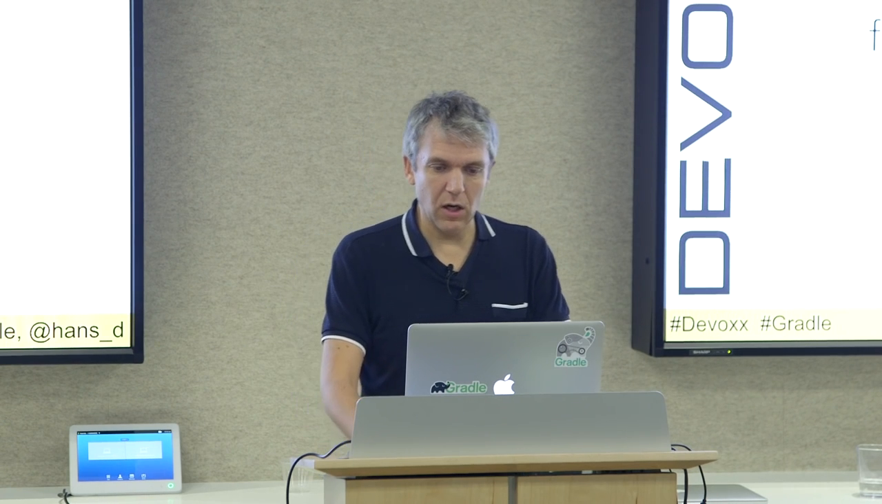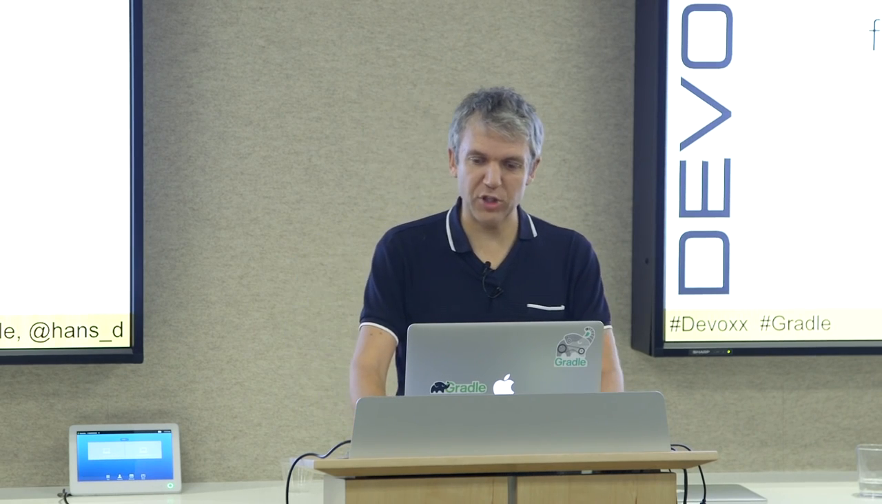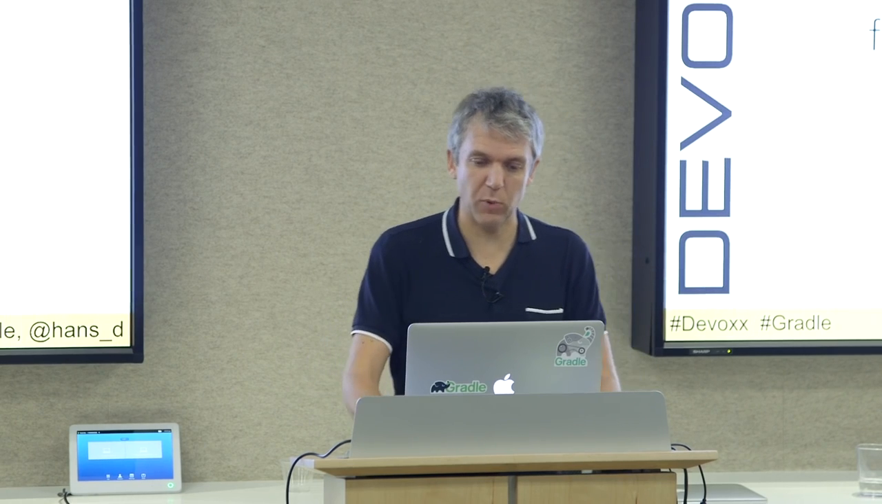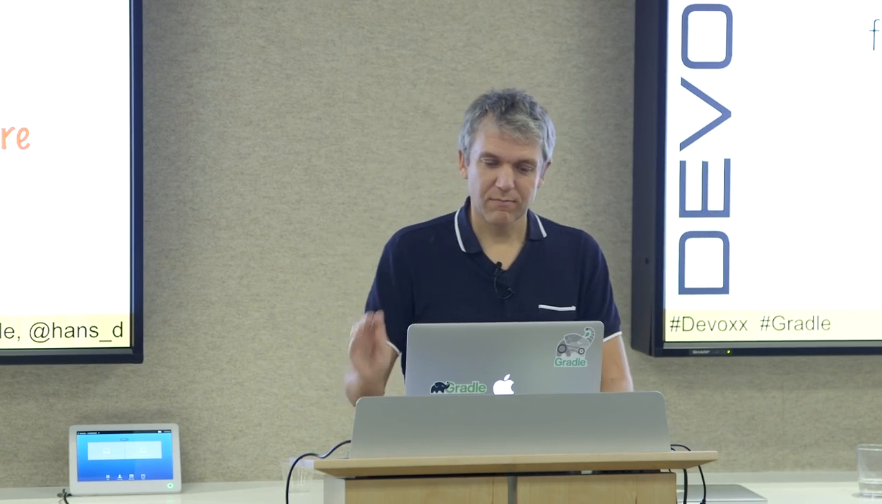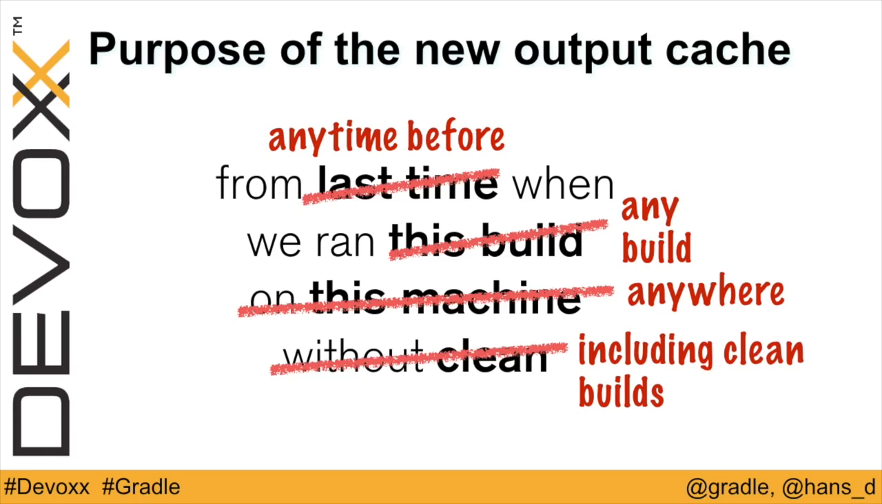The other thing is, it will work now in a scenario where you have the same project checked out in 2 directories, right? We will figure this out and we will reuse the output. Most importantly, it can be anywhere. You will be able to share build output between machines, right? And finally, even if you do a clean build, this is going to happen, right?